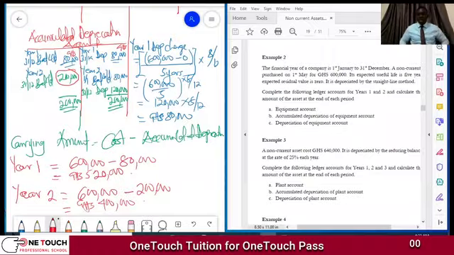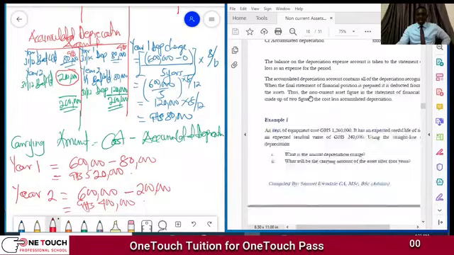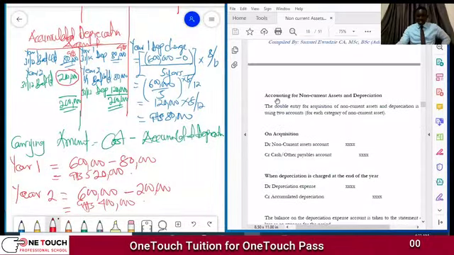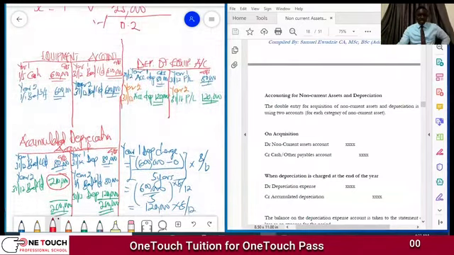This is how we go about it. So that is how we account for non-current assets and depreciation. So we open the asset account, that's the equipment account. Then we open the depreciation of equipment account and the accumulated depreciation. Okay. Good.